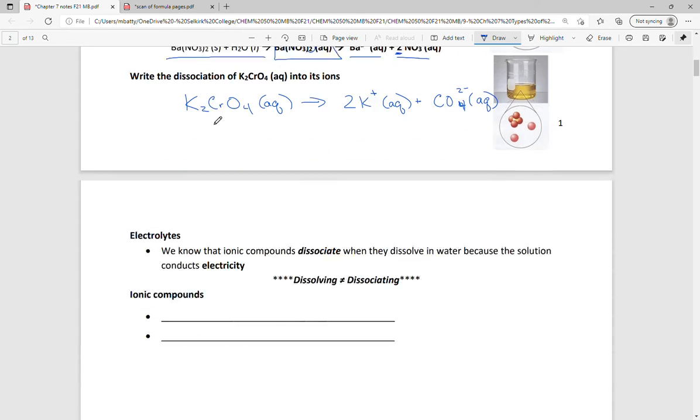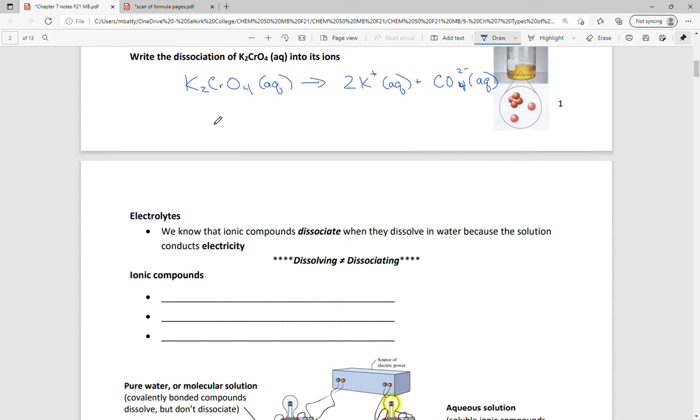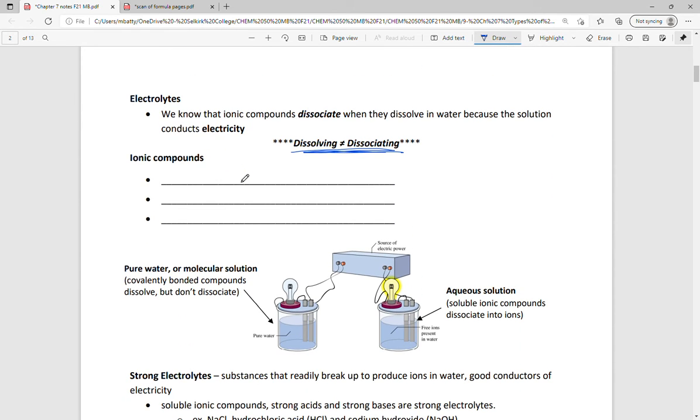So as we move on in the notes, the idea that we're talking about here are electrolytes. And so in these, dissolving does not necessarily mean dissociating. You can watch that little conductivity video. There's a picture down here. So this would be pure water or a covalently bonded solution. And then this would be an aqueous solution. So it might be salt water. That has free ions to conduct the electricity and the light bulb comes on.